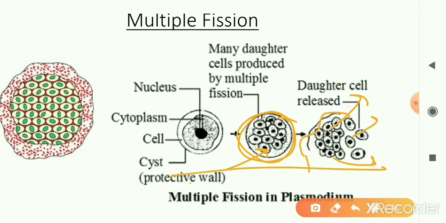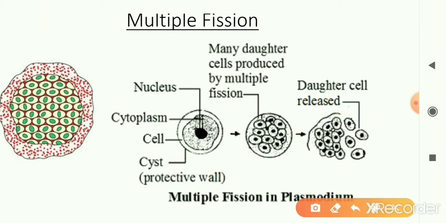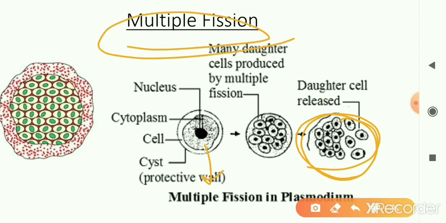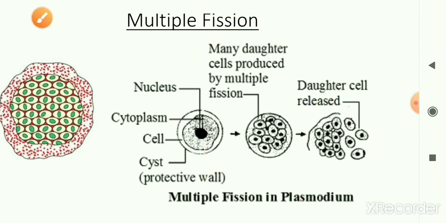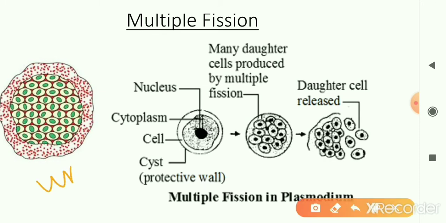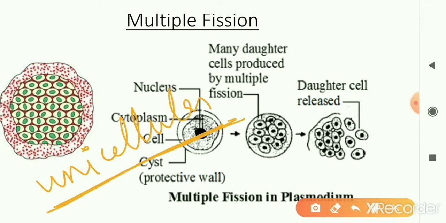So this type of division, in which one single cell or the parent cell divides into many daughter cells, is what is called multiple fission. And both binary fission and multiple fission occur only in unicellular organisms. They will take place only in unicellular organisms, right?